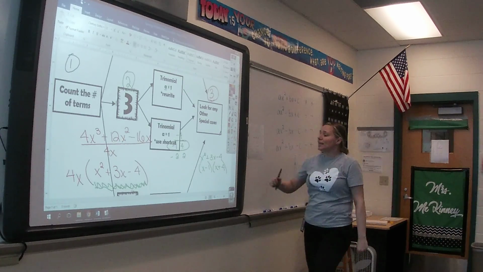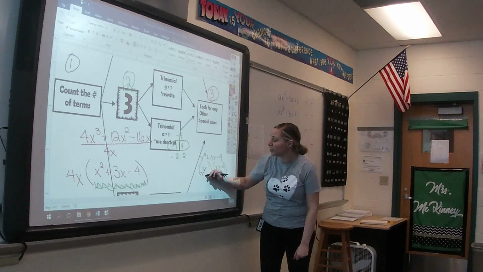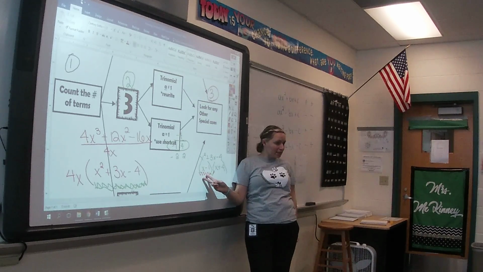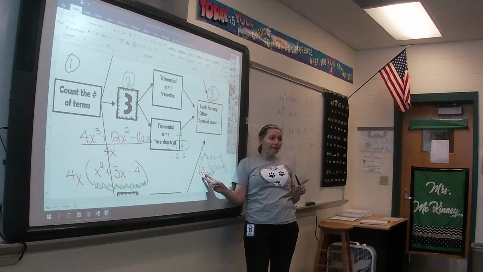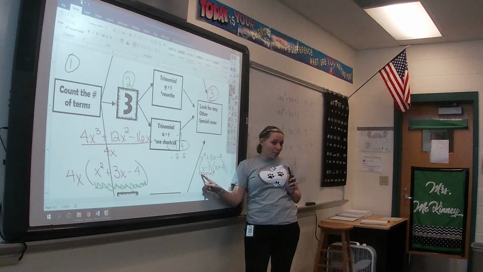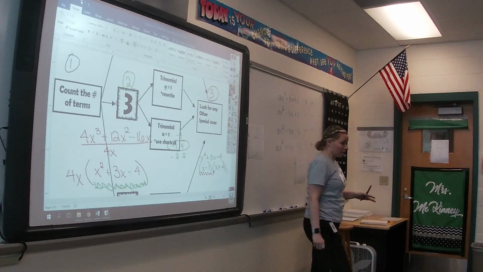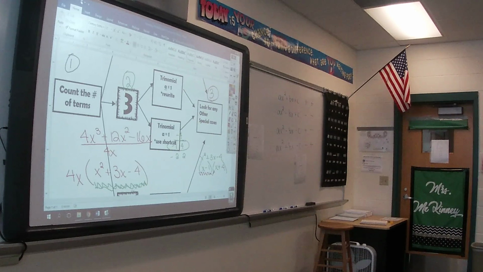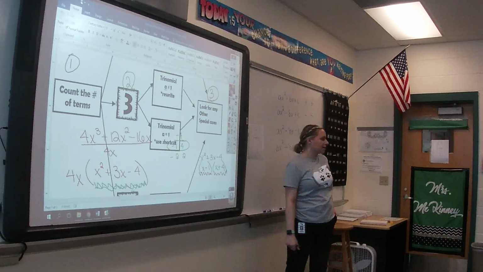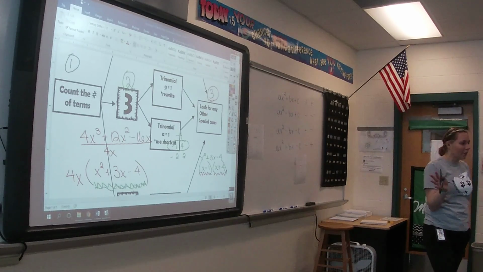Okay, so now we need to look at each of these sets of 2 individually and decide, is x minus 1 a special case? Well, it's 2 terms. Is it subtraction? Yes. Are they both perfect squares? No, right? One's a perfect square, but is x a perfect square? No, that would need to be x squared. Right? If it was a special case, we would need to factor it. Okay, then we'll check the other one. Is x plus 4 a special case? No, because as soon as we see addition, right, we know we can check that off the list.